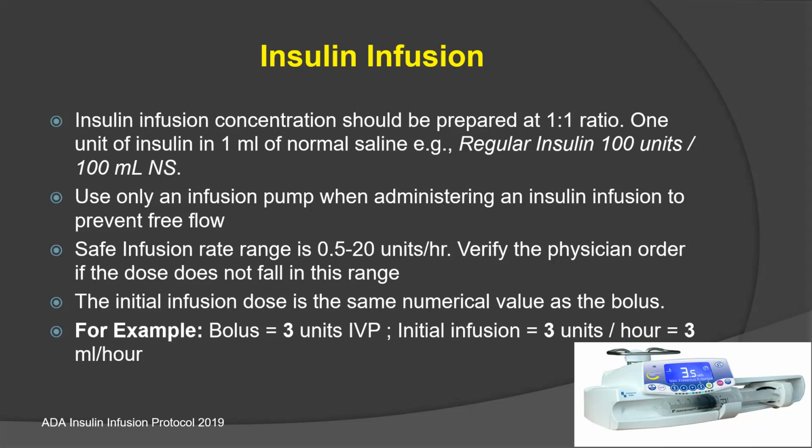The initial infusion dose is the same numerical value as the bolus. So in the previous slide, it was 2.5 units IV push, so the rate would be 2.5 units per hour. Now here, for example, if the bolus is 3 units, then the infusion rate would be 3 units per hour. That is 3 ml per hour, as per the preparation of the concentration according to the first point.